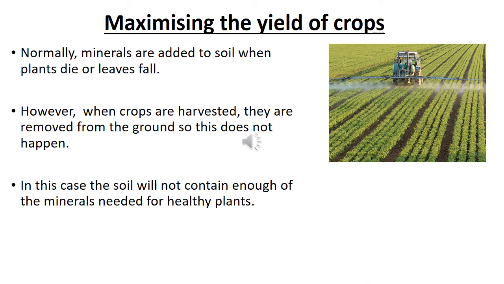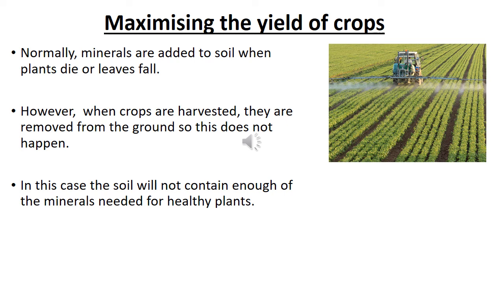As you know, we are trying to think about where do plants get their minerals from. So what normally happens is minerals get added to soil when plants around the other plant die or when leaves fall on top of the soil. So those dead plants and those fallen leaves, all of the minerals inside them get added to the soil.